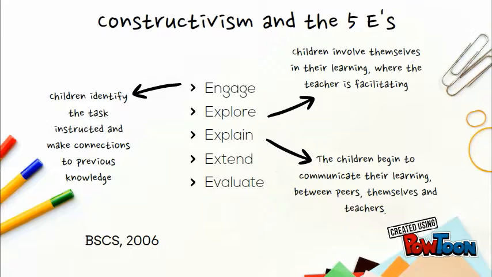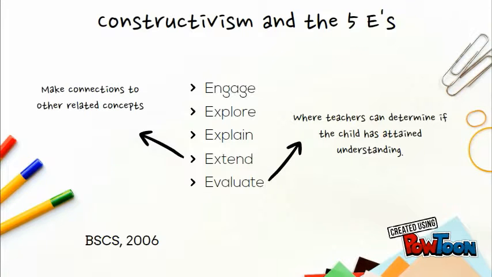Explain is where the children begin to communicate their learning between peers, themselves and teachers. Extend is about making connections to other related concepts. This model allows this to happen within the core subjects. Evaluate is where teachers can determine if the learner has attained understanding. This model incorporates assessment and saves time when planning.